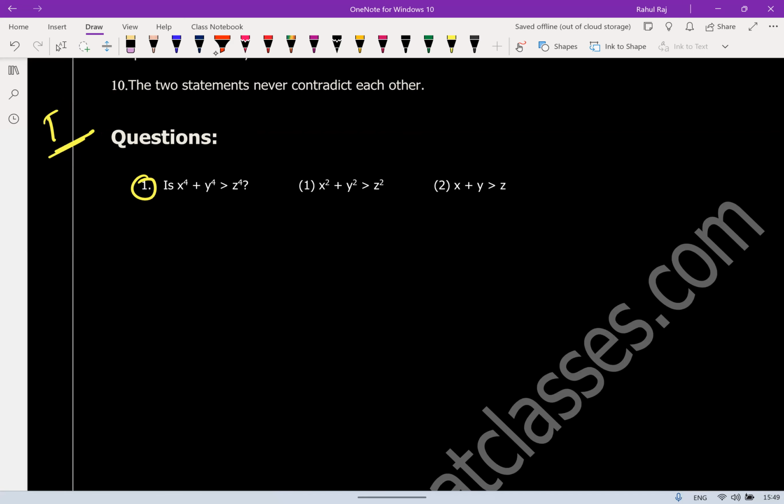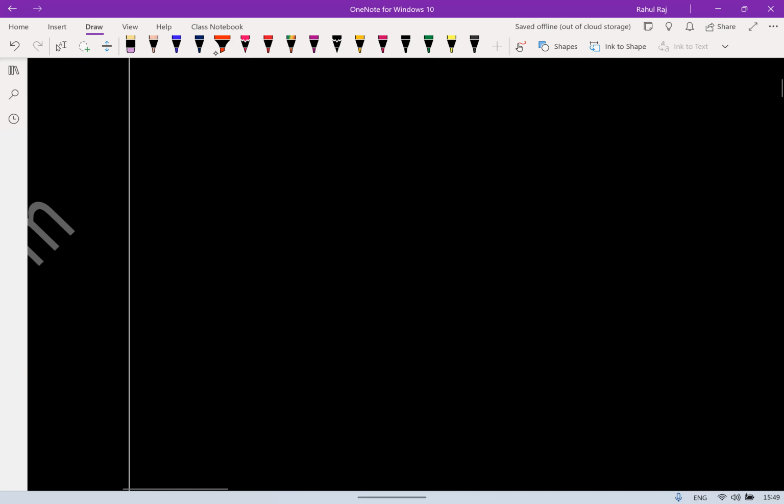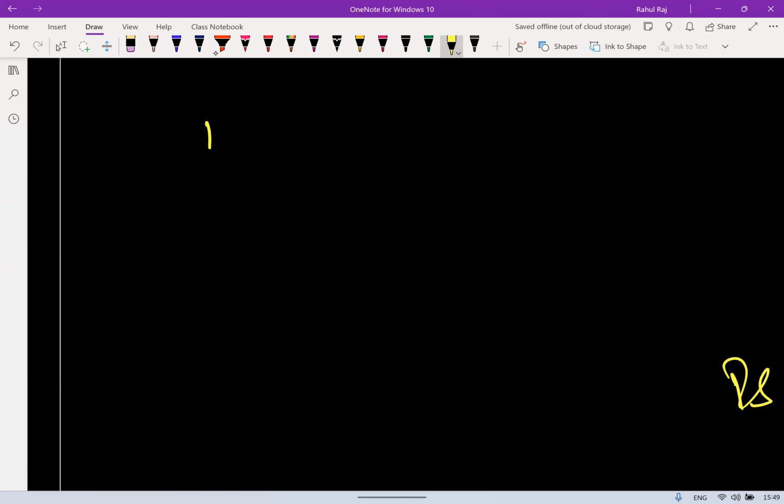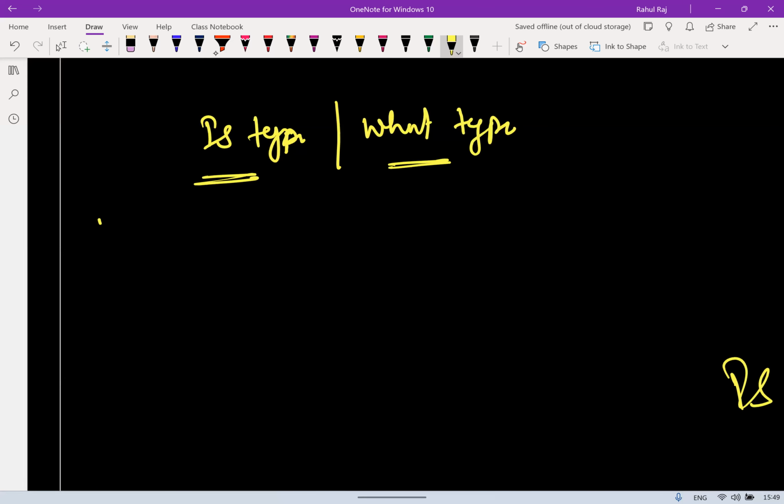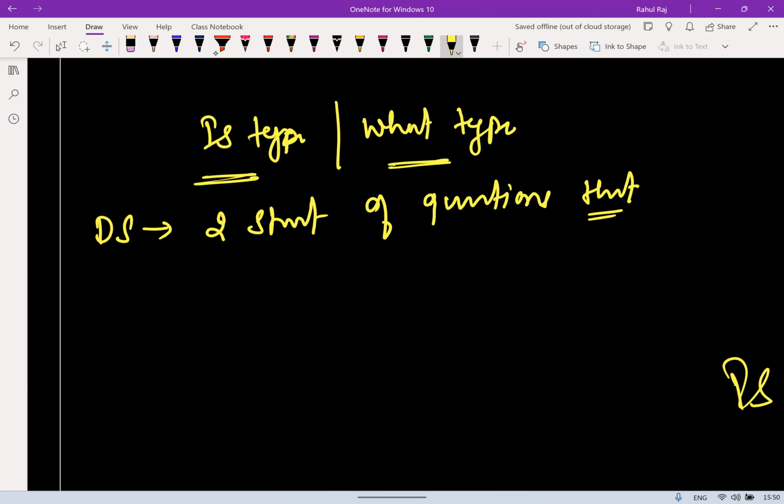But before you get into this, guys, there are two things we have to also cover. What we have done till now is two types of questions, that is the "is" type and the "what" type of DS question. But you need to understand that in data sufficiency there are also two structures of the question that are asked in the exam. I'm just writing this structure. I'll deal with this in the next class very properly. Simple logic. And what are those two structures?